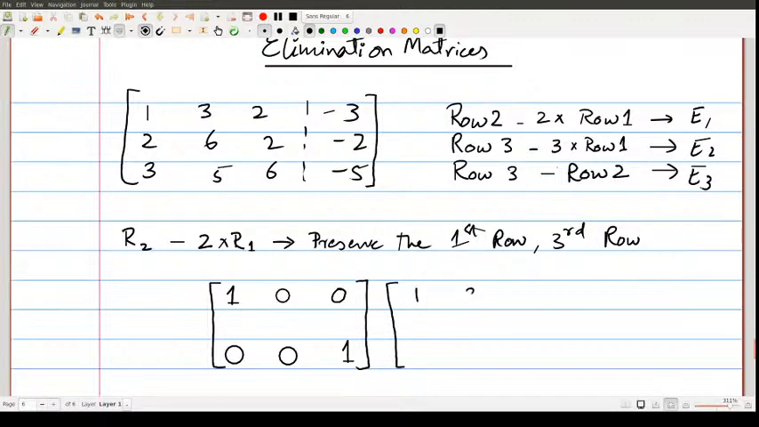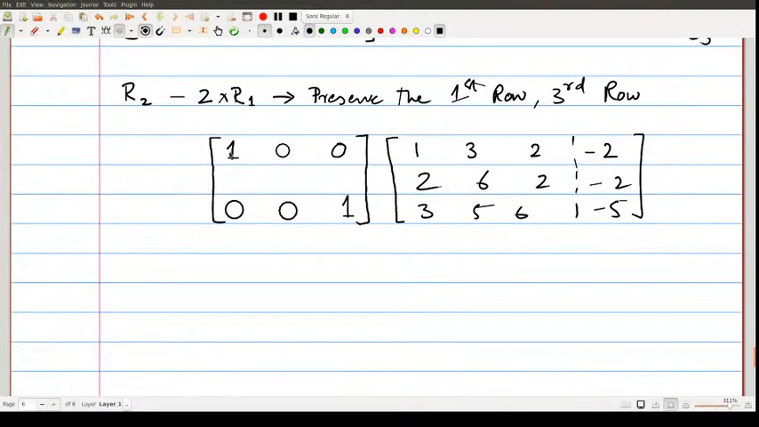Let's augment this with the rows 1, 3, 2, minus 2, and 3, 5, 6, minus 4, and 2, 6, 2, minus 2. If you do this matrix multiplication, the first row is 1 times 1, 0 times 0, 0 times 0, so you get 1, 3, 2, and minus 2. Doing the third row similarly, you just get the third row as it is: 3, 5, 6, minus 4.